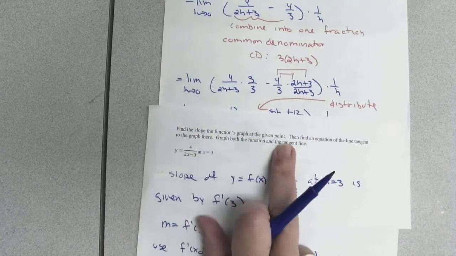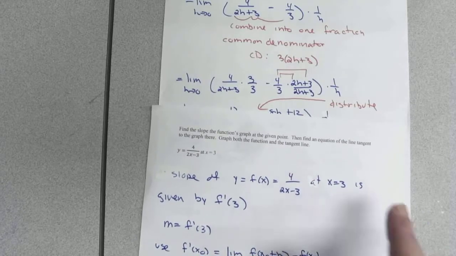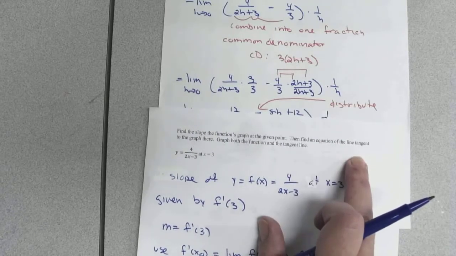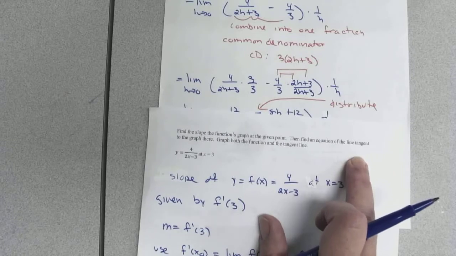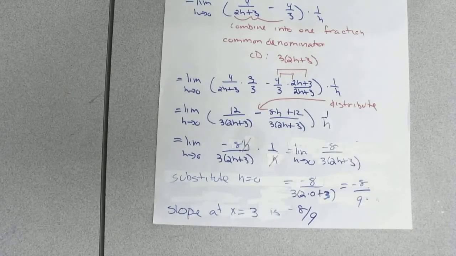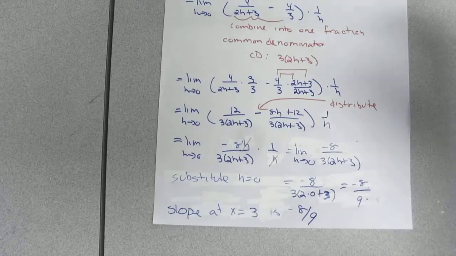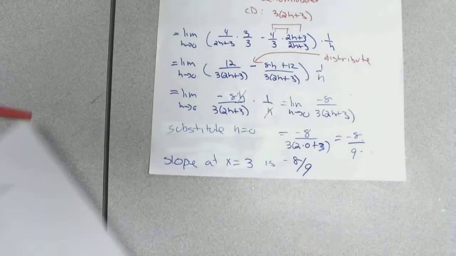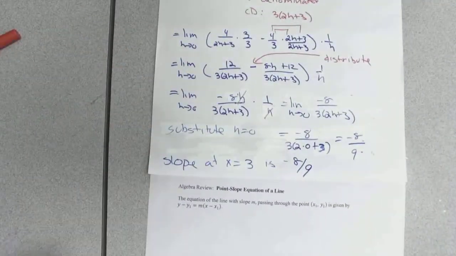Find the slope of the function's graph at the given point. We did that. Now, the next instruction says then find an equation of the line tangent to the graph there. So we are going to have a little algebra view here. The equation of the line with slope m passing through the point x1, y1 is given by y minus y1 equals m times the quantity x minus x1. That's the point-slope form of a line.